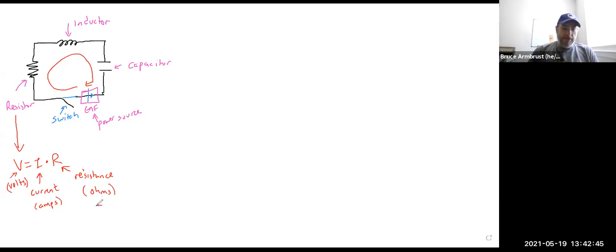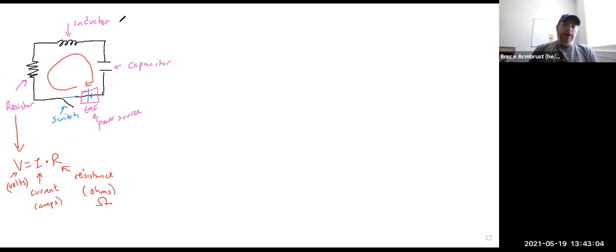Again, in case you don't remember, you'll see the capital omega. That'll be your symbol for ohms. But yeah, that's exactly right, Jacob. Good memory. V is equal to I times R. So we get current times resistance.